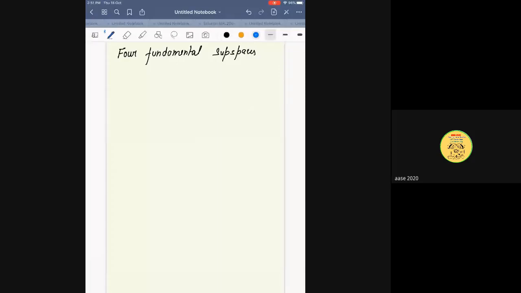So suppose we have a system of linear equations in n variables with m equations. We can write that system of equations as Ax = b, where A is the coefficient matrix of size m cross n, x is a column vector of size n cross 1, and b is a column vector of size m cross 1.